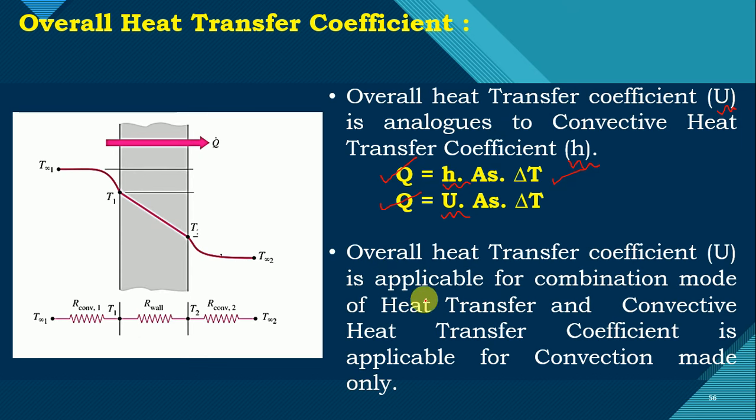From this I can give one more remark: the overall heat transfer coefficient U is applicable for a combination of modes of heat transfer. When can I use U? If there is a combination of modes, here there is convection, here conduction, and here convection. So three modes are there, and I can use the equation Q is equal to UA delta T. The convective heat transfer coefficient h is applicable only for the convection mode, and I can use U if there is a combination of convection, conduction, and again convection. Okay, thank you.